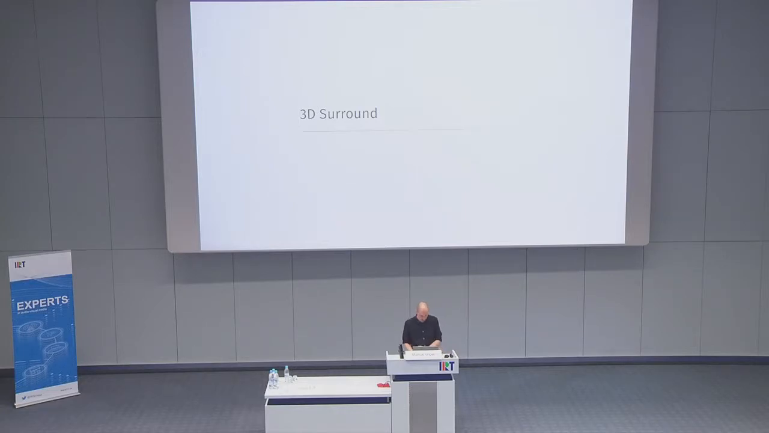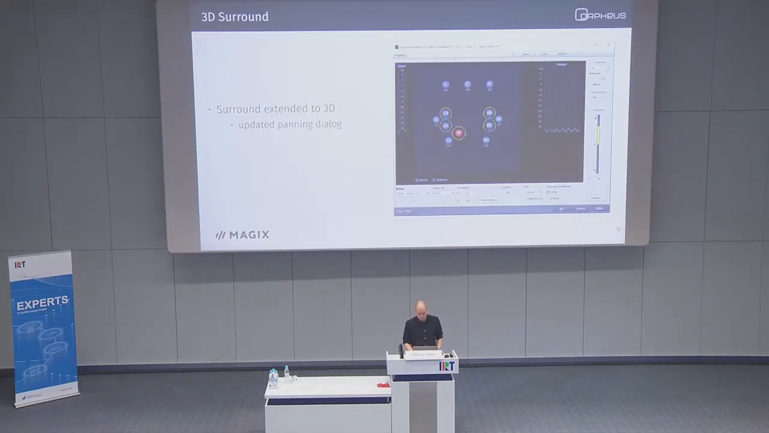Coming to the 3D surround. Prior to the project, we only had 2D surround panning. So to make full use of the object-based features, we added height to that. With that come some updates to the panning dialog. So you see on the right side, there's a fader which represents the height of the source. It's also visualized in the view in the middle using these circles whose radii correspond to the current height.